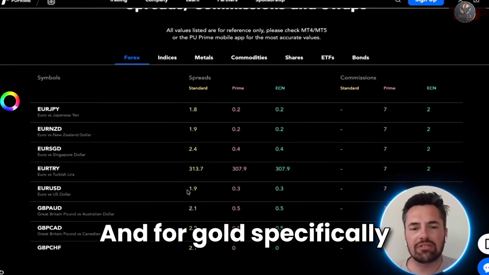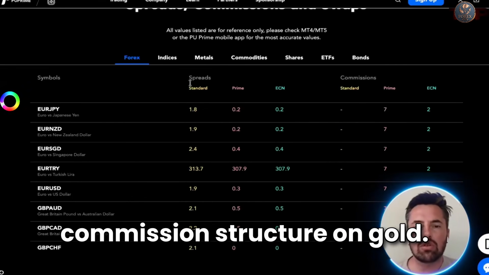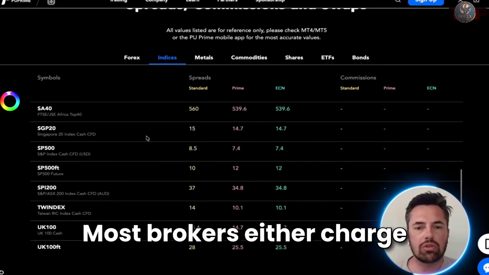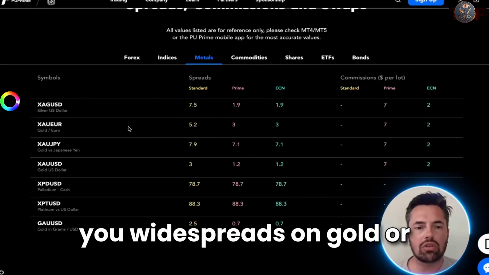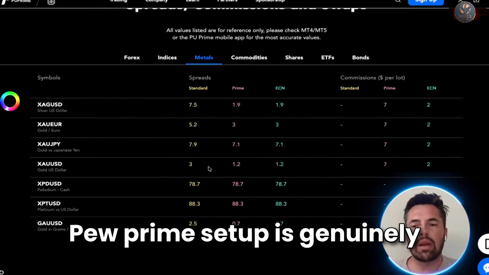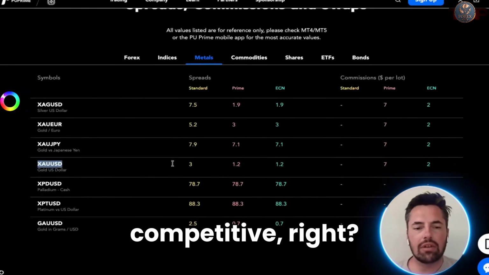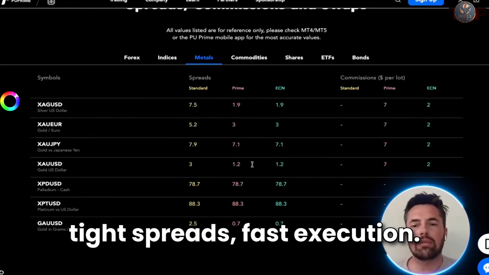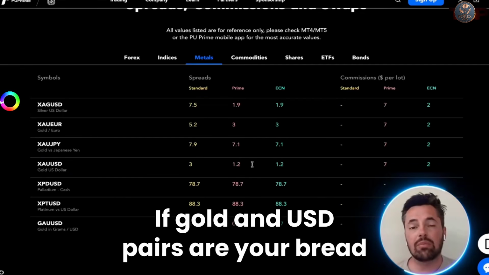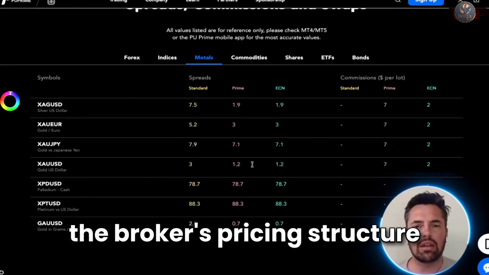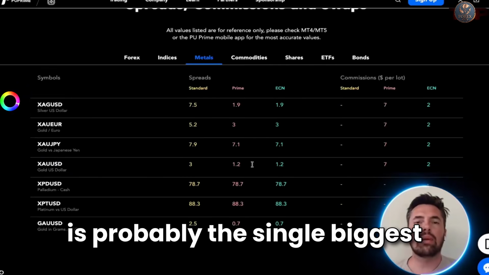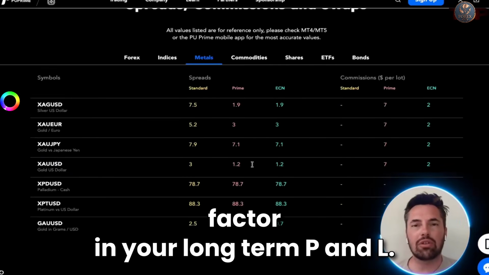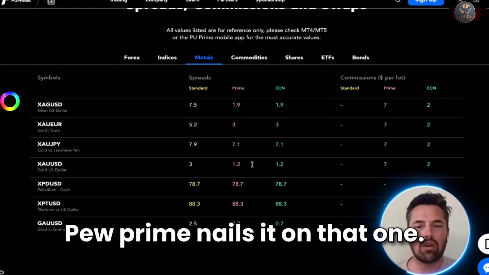And for gold specifically, they've got a really small commission structure on gold. Most brokers either charge you wide spreads on gold or hammer you on commission. PUPRIME setup is genuinely competitive, right? It's small commission, tight spreads, fast execution. If gold and USD pairs are your bread and butter like they are for me, the broker's pricing structure is probably the single biggest factor in your long-term P&L. PUPRIME nails it on that one.